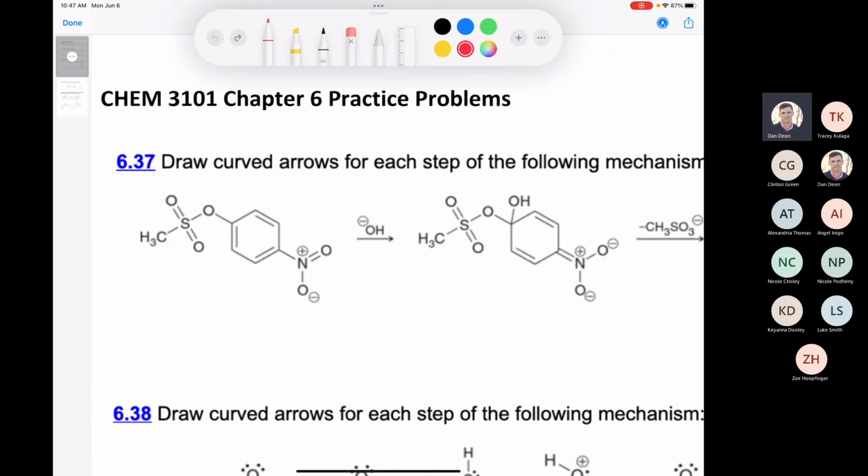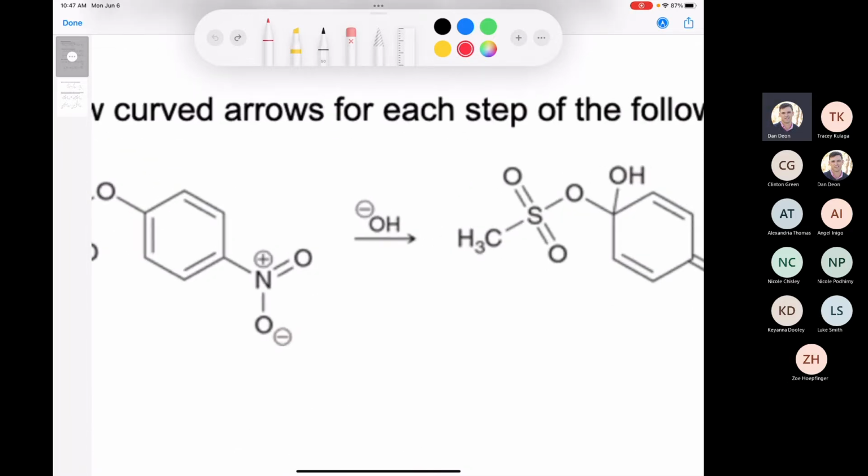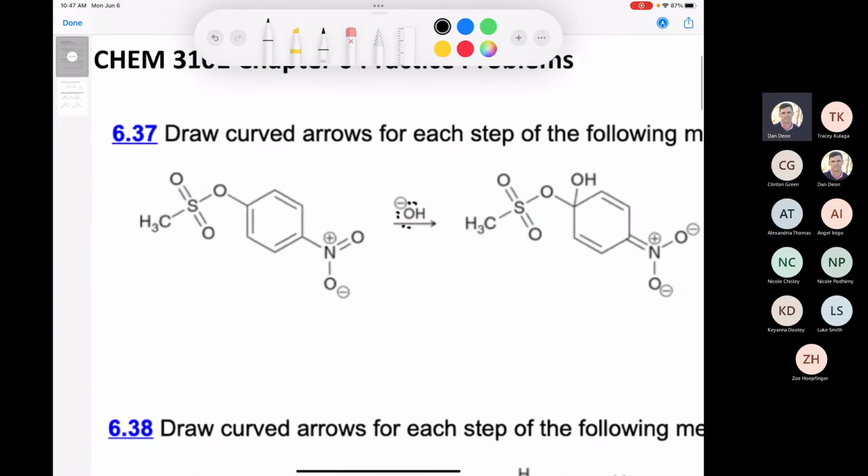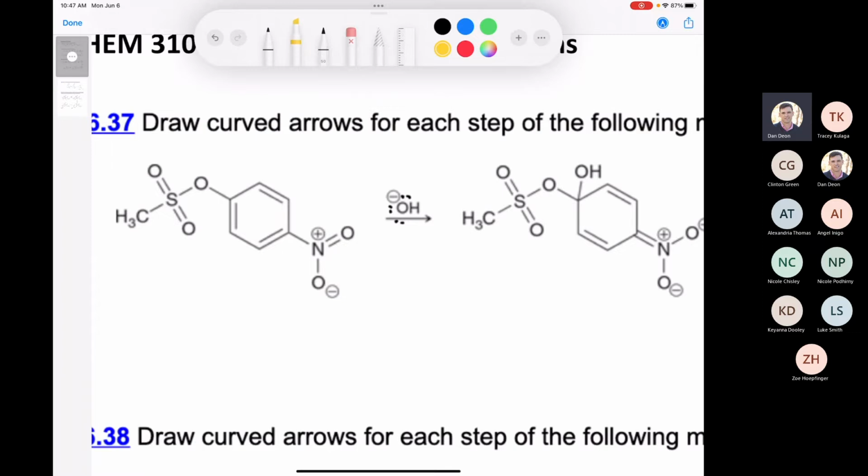So what is going on? We've got our hydroxide. It's got 3 lone pairs on it. We know that hydroxide is a strong base, but it's also a good nucleophile. And you can see that we're forming a bond right here between this oxygen and this carbon. Thus, this must be a nucleophilic attack. I start with the tail of my arrow on a pair of electrons, and it's going to have to go all the way over to this carbon. Here, let me draw it a little bit better. Like that.